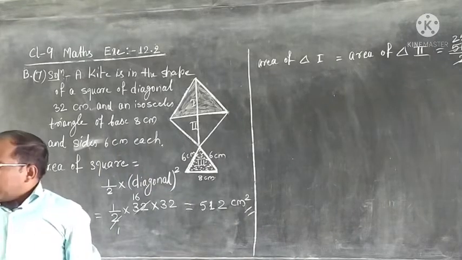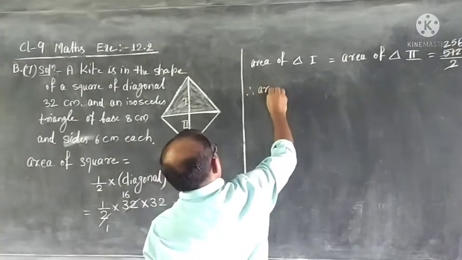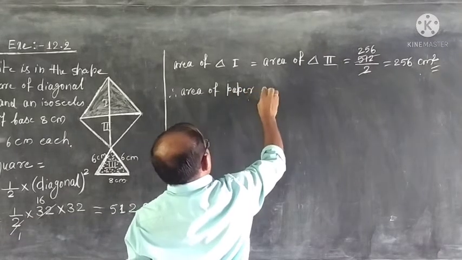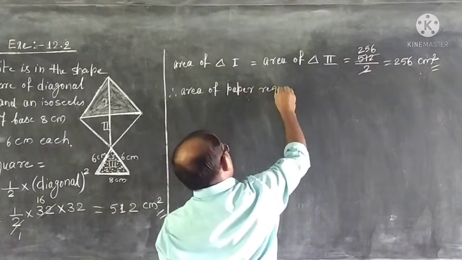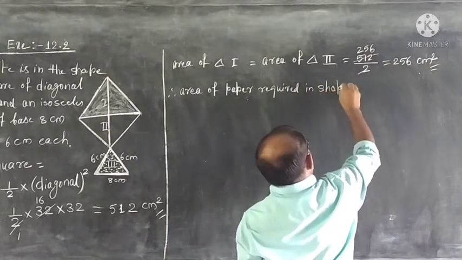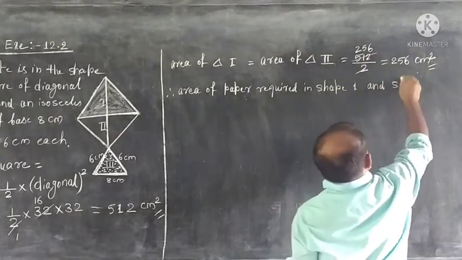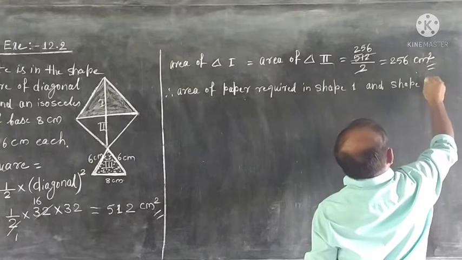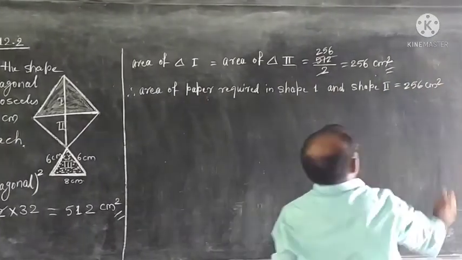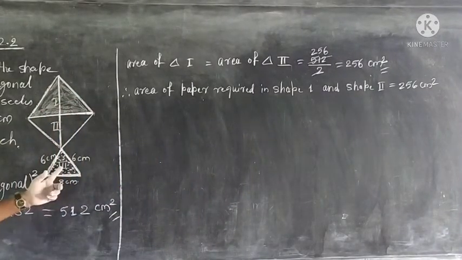So, we can write area of paper required in shape 1 and shape 2. Therefore, area of paper required in shape 1 and shape 2 is 256 centimeter square. So, this part we calculated. Now, remaining this isosceles triangle.